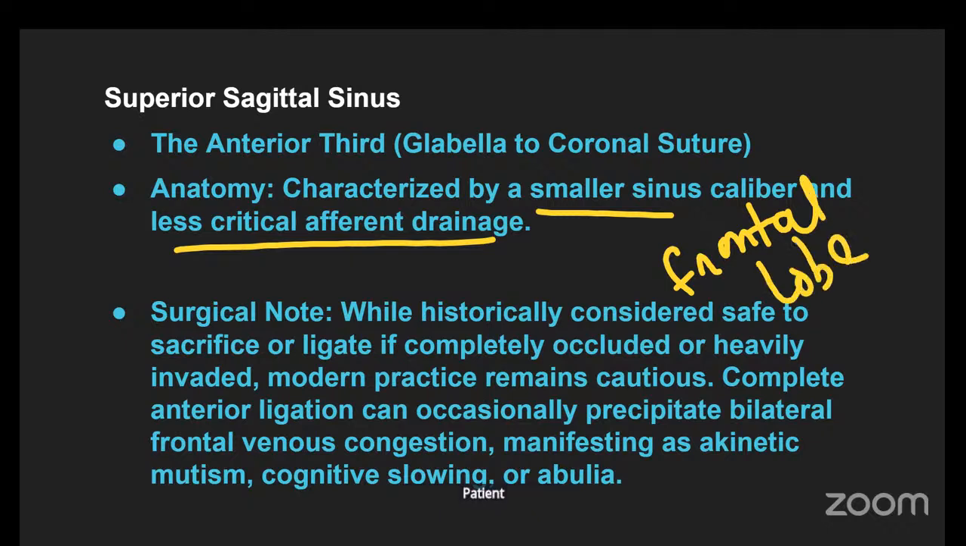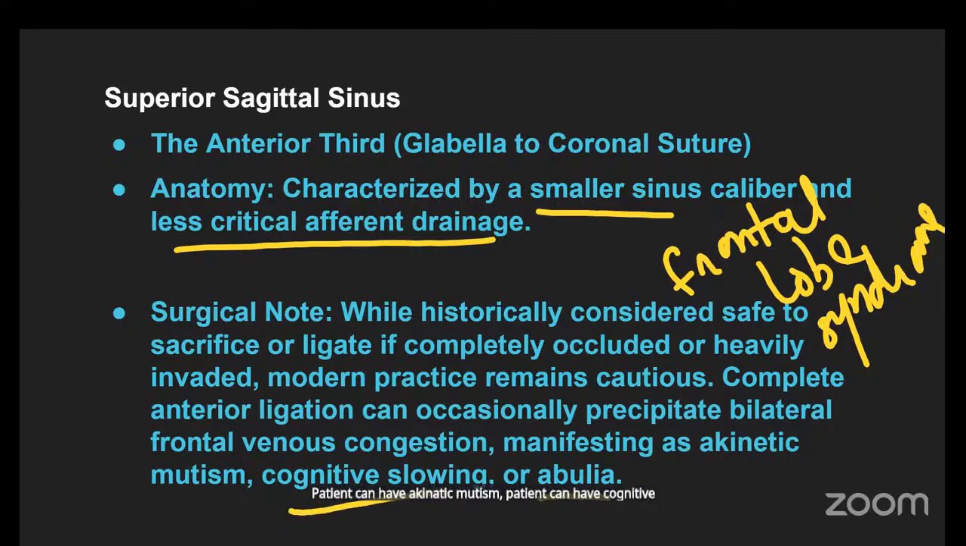Patient can have personality changes. Patient can have akinetic mutism. Patient can have cognitive slowing, abulia, etc., because there can be frontal venous congestion, especially if other venous channels are not patent, etc. So let's move.